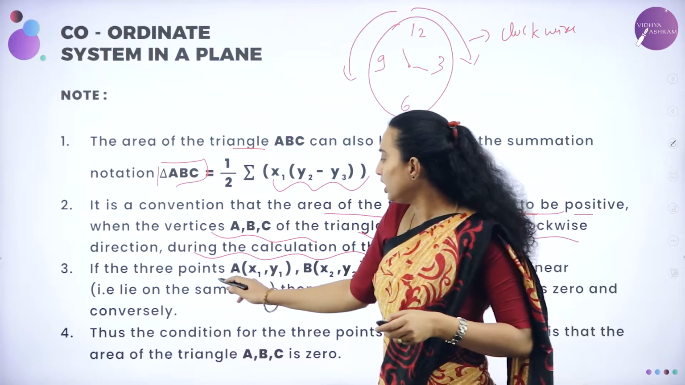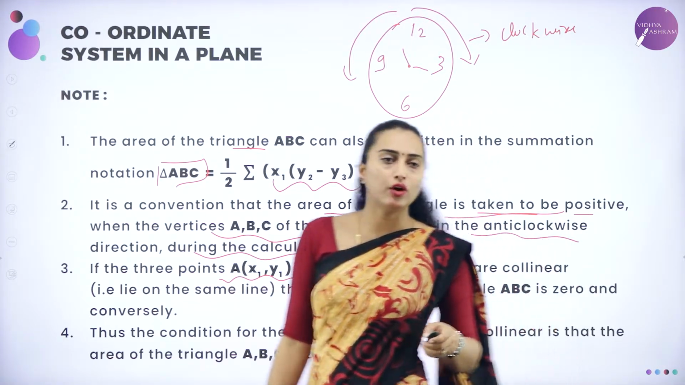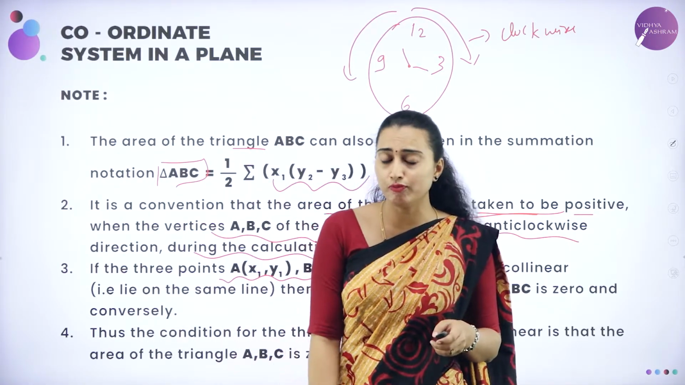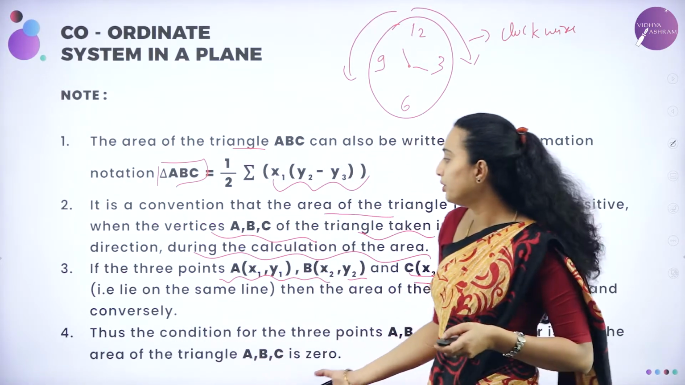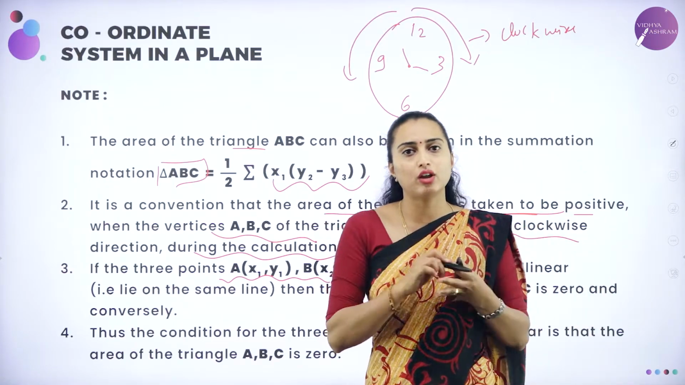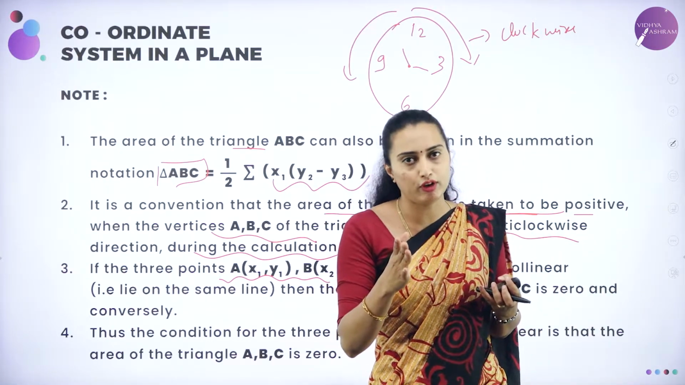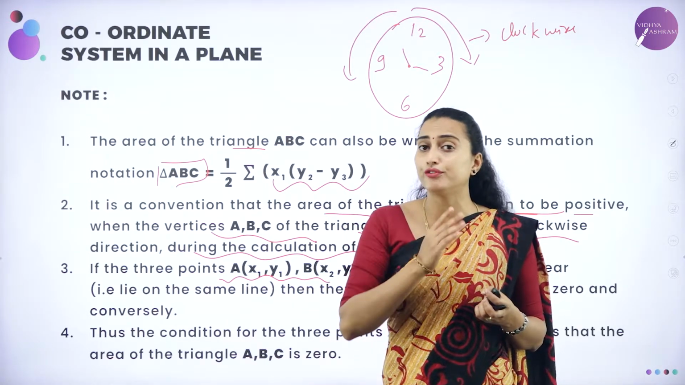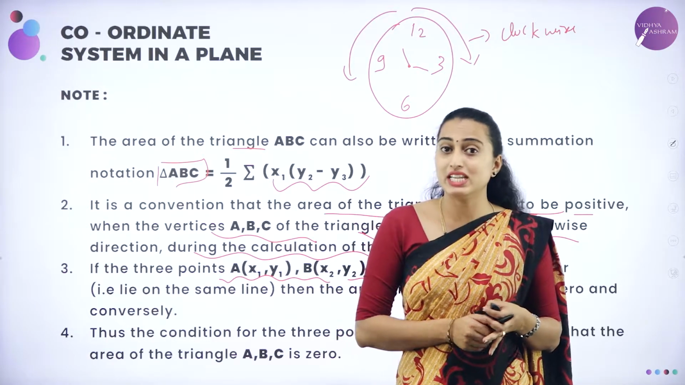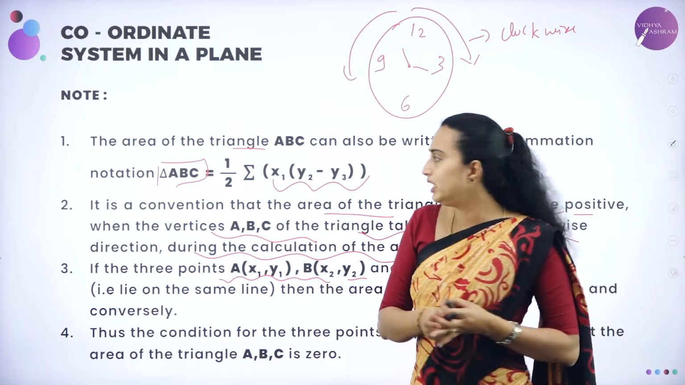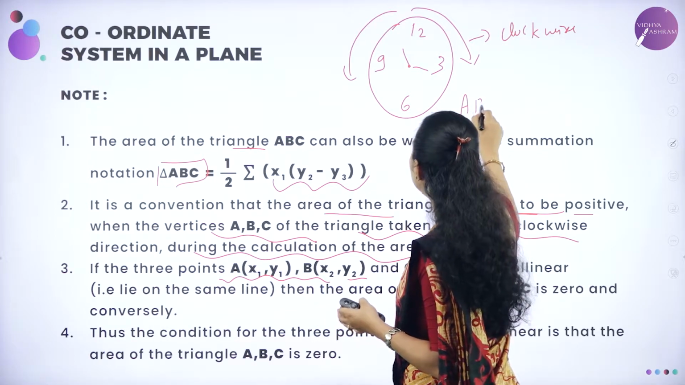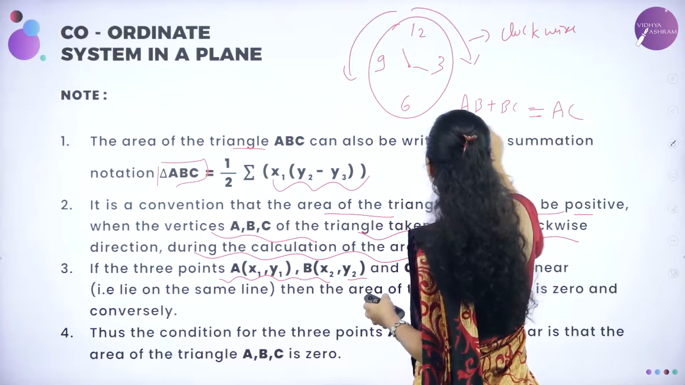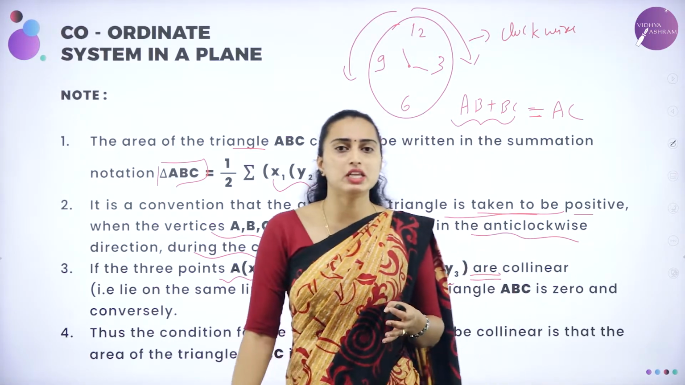So here, if the three points A of x1, y1, B of x2, y2, and C of x3, y3 are collinear, if they ask you to prove that they are collinear, then how are we going to prove it? If the area of the triangle of the 3 given points is equal to 0, then all the 3 points are said to be collinear. How else can collinearity be proven? By taking a line: AB plus BC is equal to AC. That means the sum of the lengths of the two sides is equal to the other side.